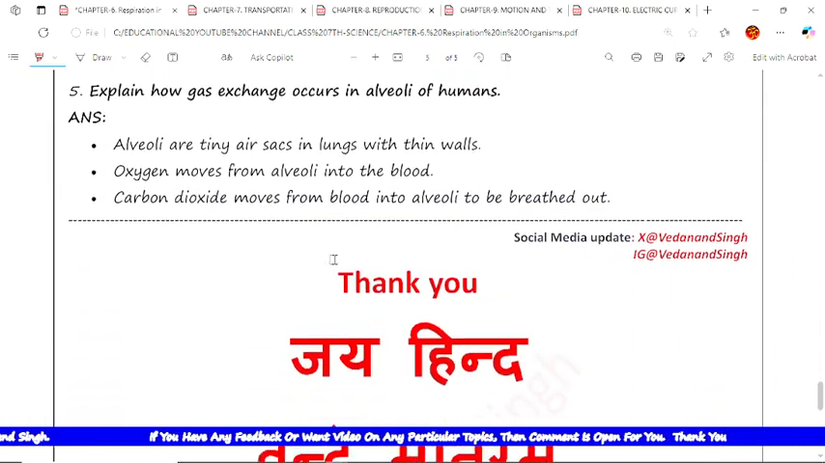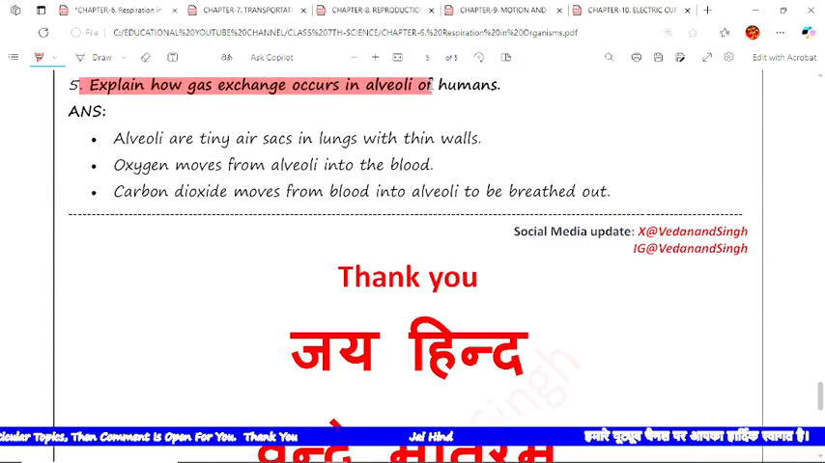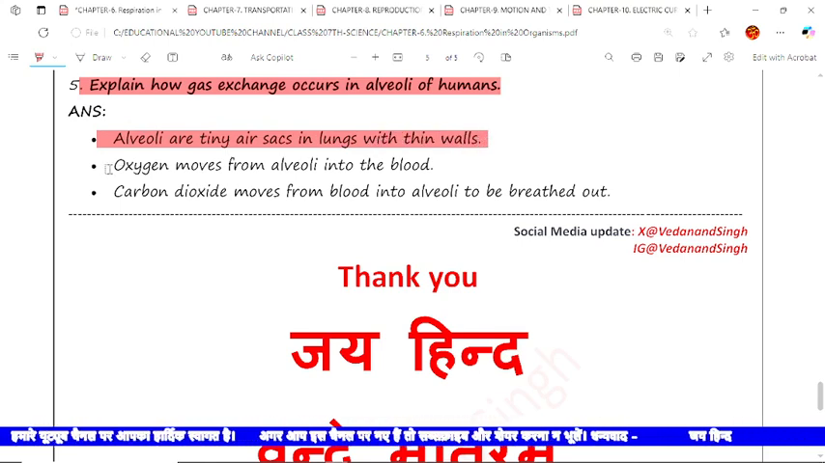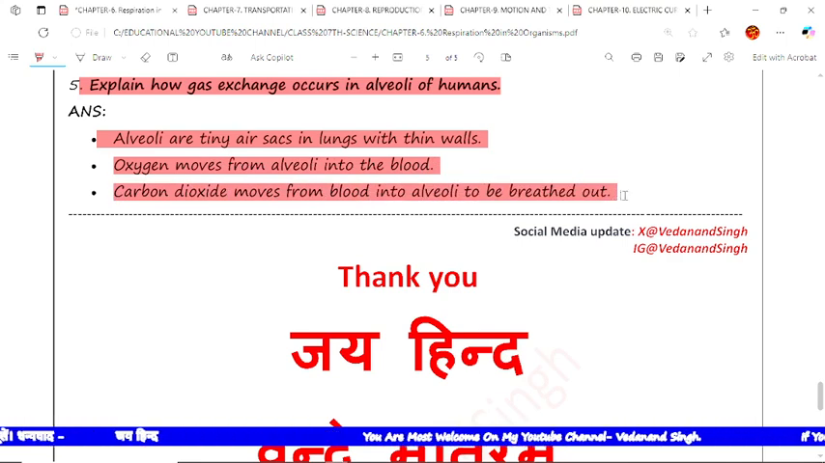Now the last question of the long type is explain how gas exchange occurs in alveoli of humans. The answer is, first point, alveoli are tiny air sacs in the lungs with thin walls. Second point is oxygen moves from the alveoli into the blood. Third point is carbon dioxide moves from the blood into the alveoli to be breathed out.